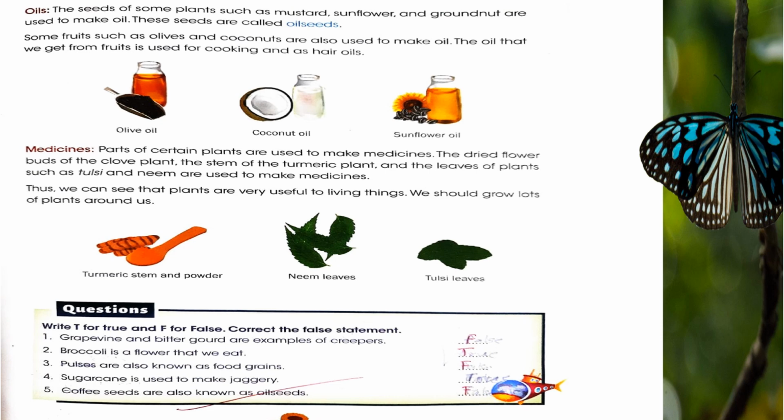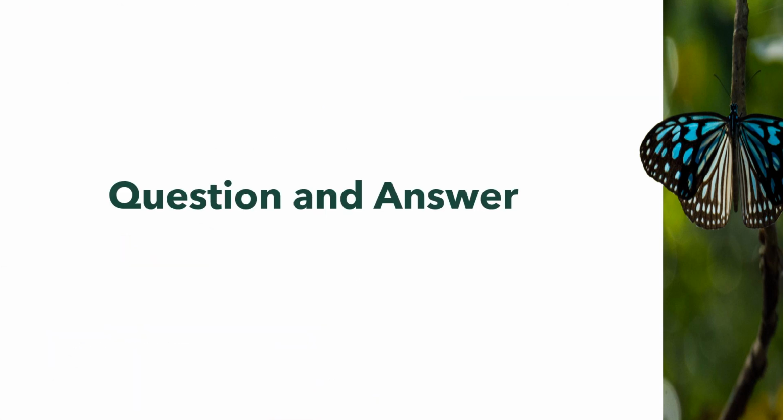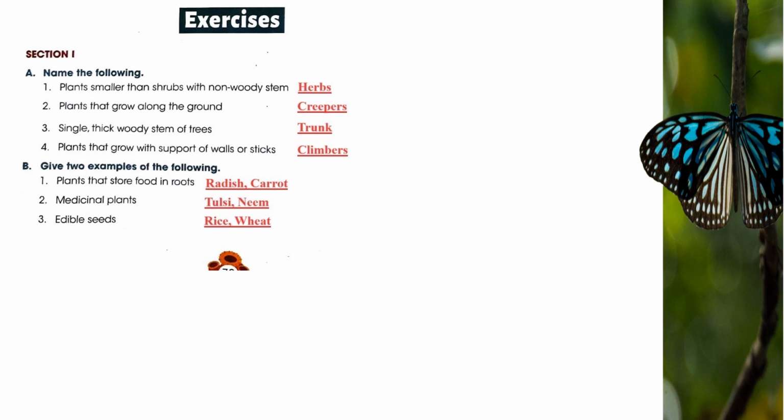Sugarcane is used to make jaggery. True. Coffee seeds are also known as oil seeds. It's false. Let's start with the question answers. Section 1 A. Name the following.